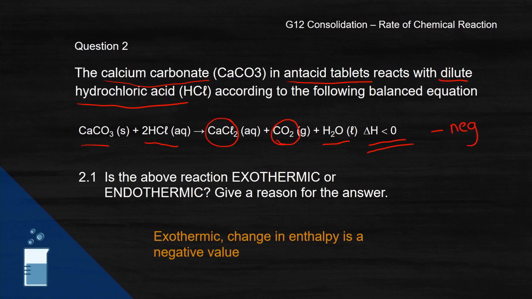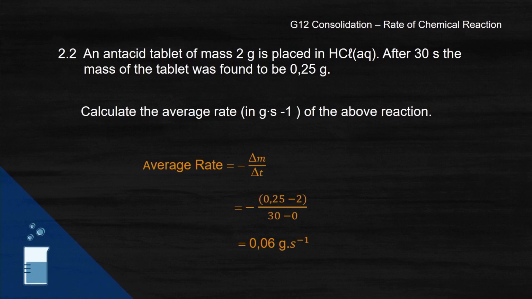The first question that they ask about this is, is the above reaction exothermic or endothermic? And give a reason for your answer. Well, because delta H is smaller than 0, it is a negative, it has to be an exothermic reaction because the change in enthalpy is negative. Our next question, an antacid tablet of mass 2 grams, so they're telling us that it has a mass of 2 grams, is placed in the hydrochloric acid. After 30 seconds, the mass of the tablet was found to be 0.25 grams.